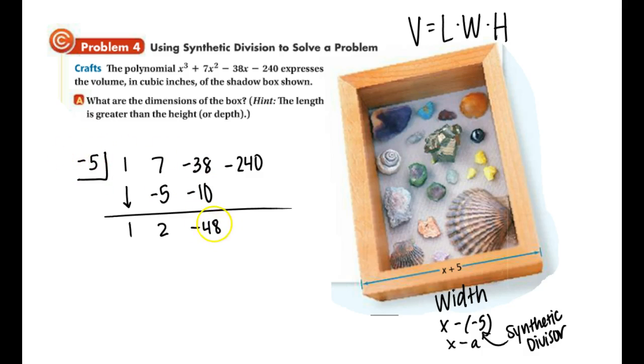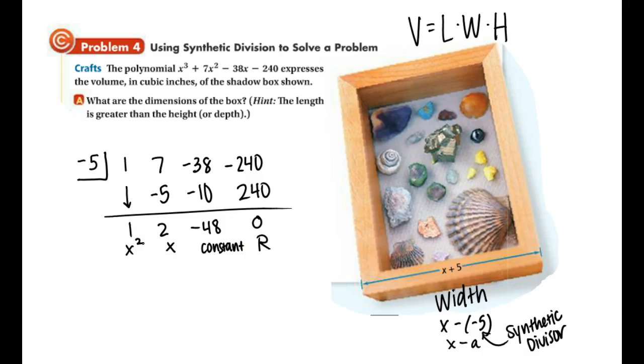Multiply negative 5 and negative 48. That gives us positive 240. Add negative 240 and positive 240, and we get 0. So we have a remainder of 0. I always write r below the last term, and then I write constant, x, and x squared. Those are the coefficients of each.